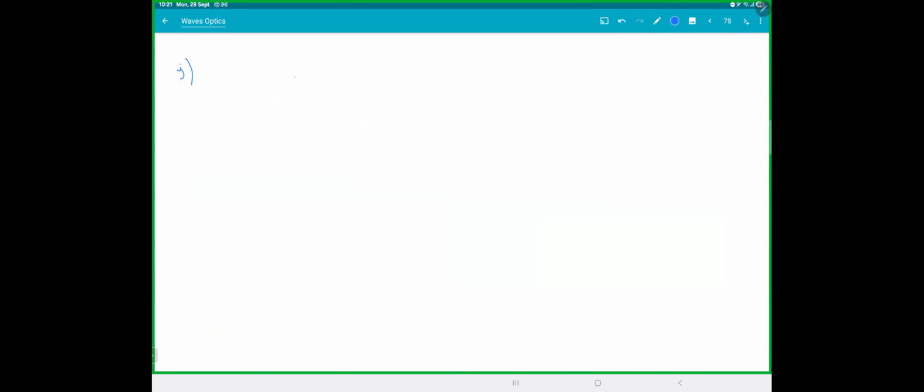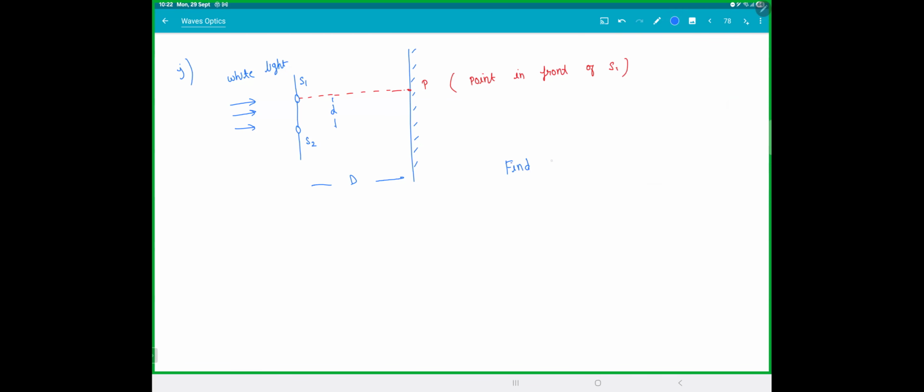Extension of that question. This is S1, this is S2. Let's say we have a point P exactly in front of S1. And let's say you're sending white light, basically all wavelengths. So this question is now called missing wavelengths. Find the missing wavelengths at point P. That is how they'll ask you.